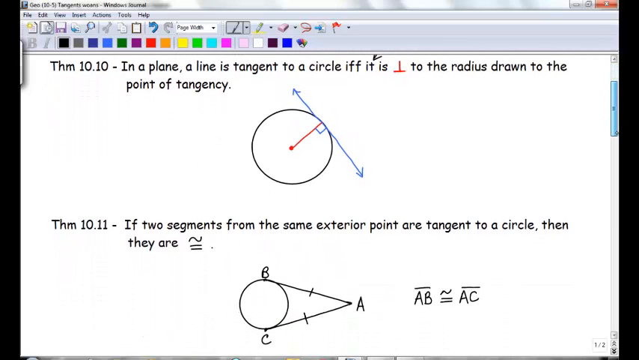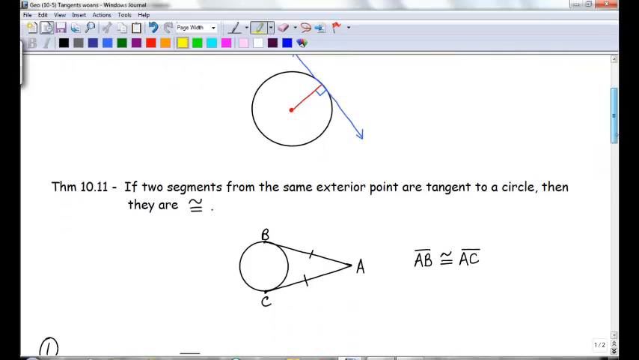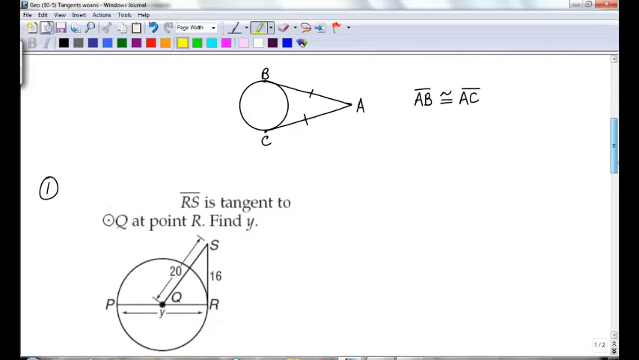Theorem 10-11: if two segments from the same exterior point, like in our picture, point A, are tangent to a circle, then they are congruent. So line segment AB and line segment AC are just tangent to the circle at one point. Then segment AB is congruent to AC. And you're going to tell by the marks that those are congruent or equal. Okay, that's basically what's in that section.